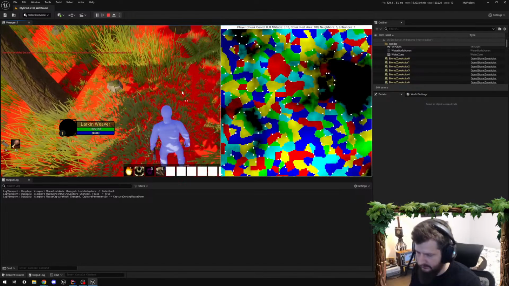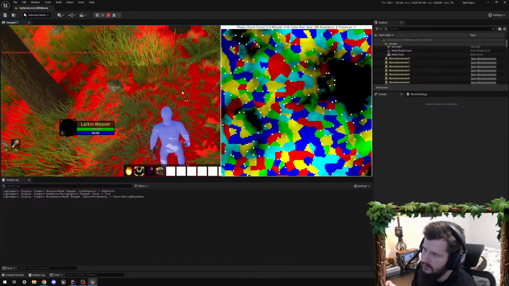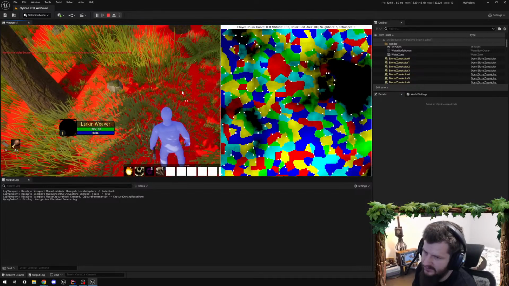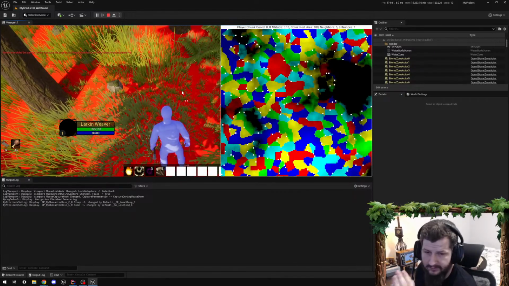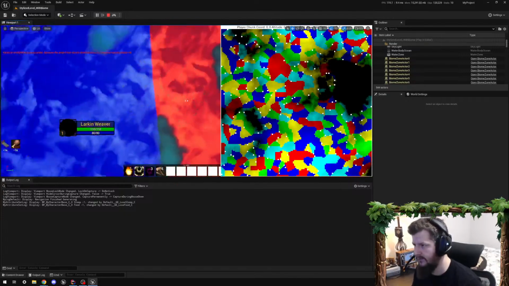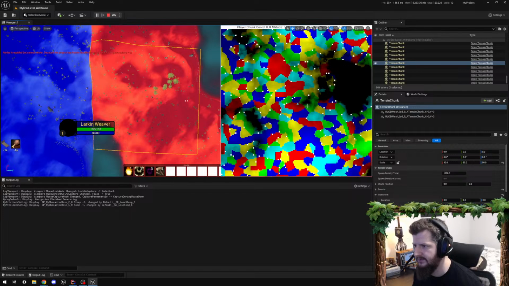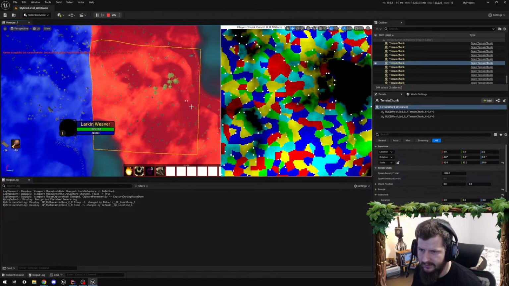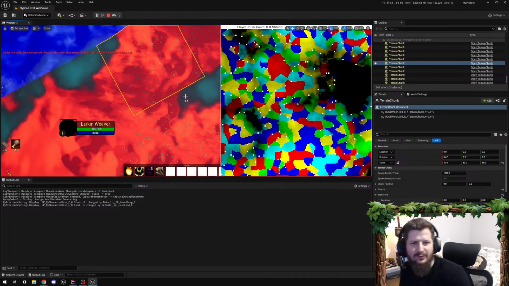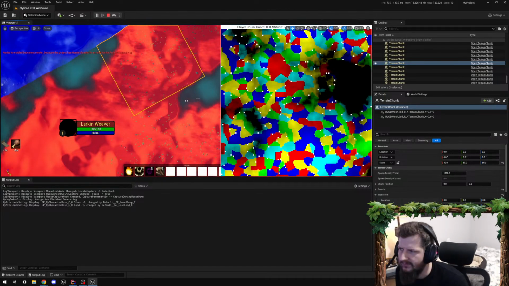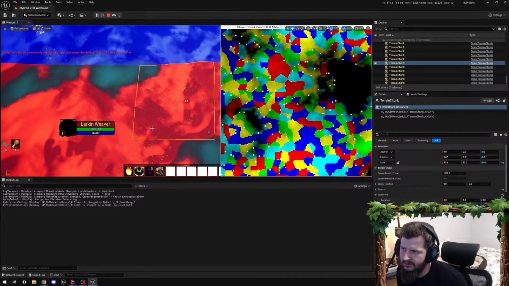So I have this world. This is the world. Every pixel you see on this map is a single terrain chunk, right? So when I zoom out, this whole chunk right here is a pixel, and you can see my little player cursor there.